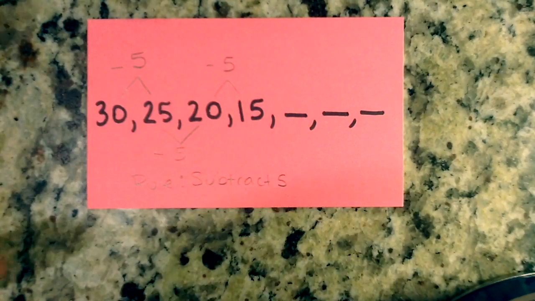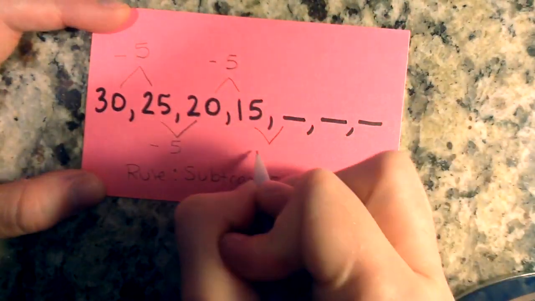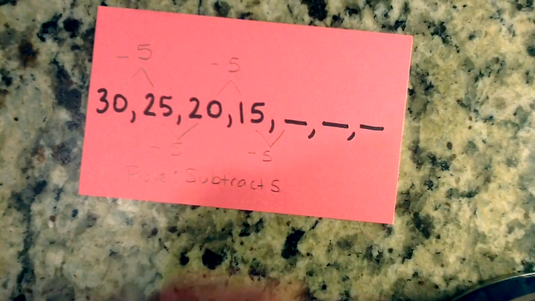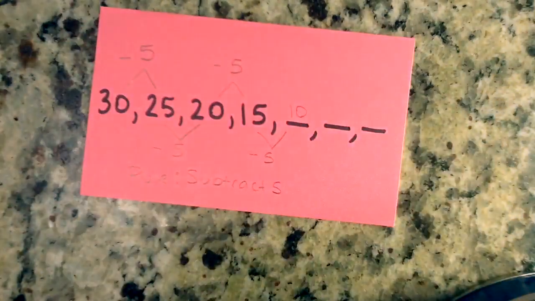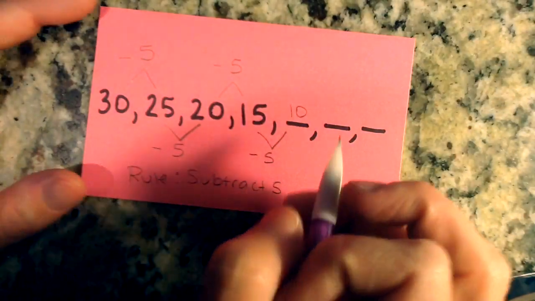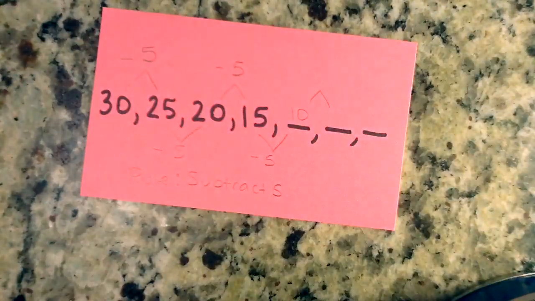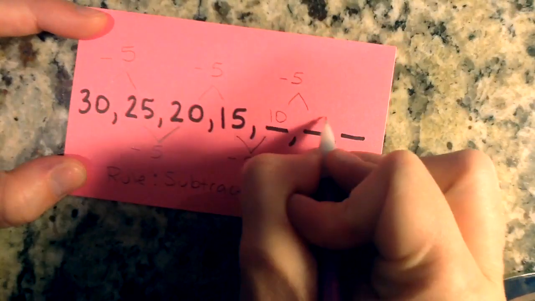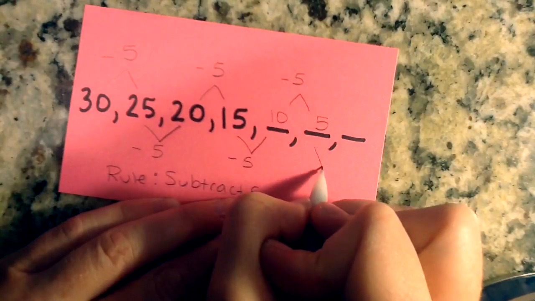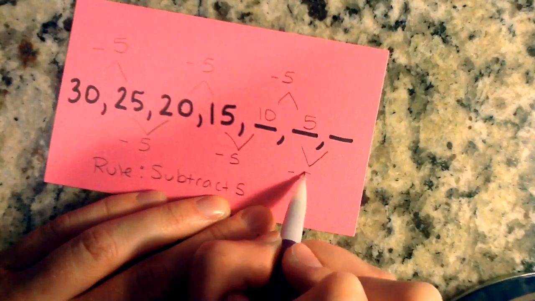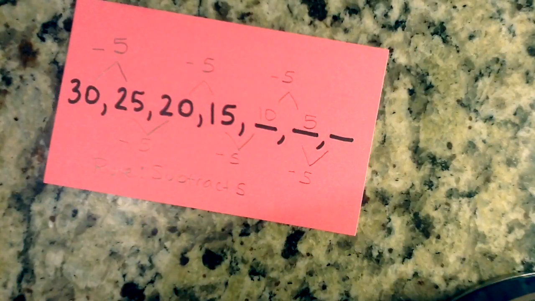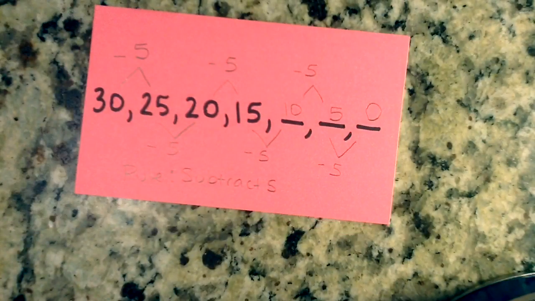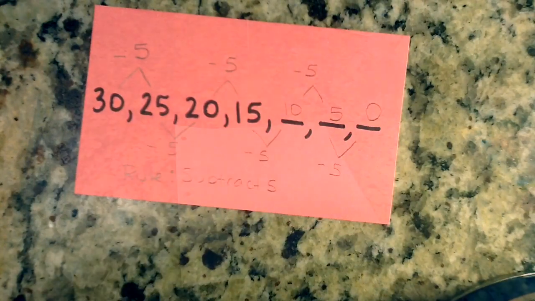And now I've got to find my next three numbers. So subtract 5: 15, 14, 13, 12, 11, 10. Subtract 5: 10, 9, 8, 7, 6, 5. And subtract 5 one more time: 4, 3, 2, 1, 0. So 10, 5, and 0 are my next three numbers.